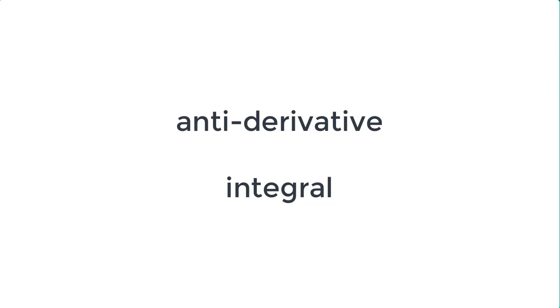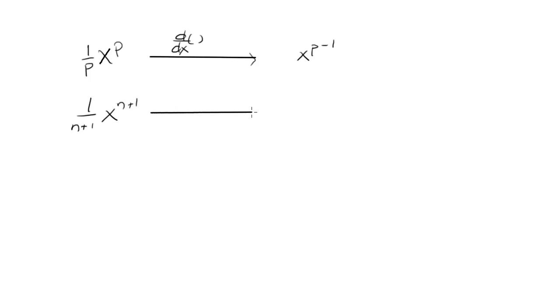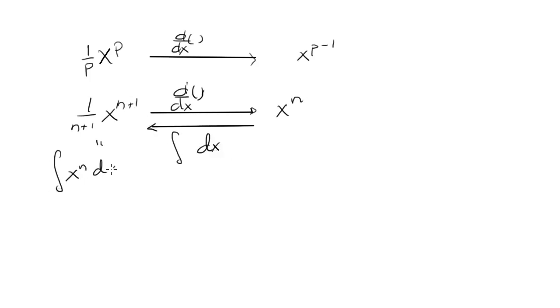Time to start looking at the antiderivative, or the integral. So, we know how to differentiate powers. Power down front, subtract 1 from the power. If I divide by p, and now if I call it n plus 1 instead of p, I have now made an integral identity. The integral of x to the n is 1 over n plus 1, x to the n plus 1.